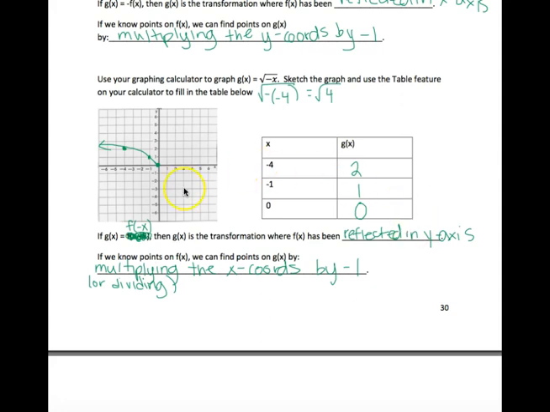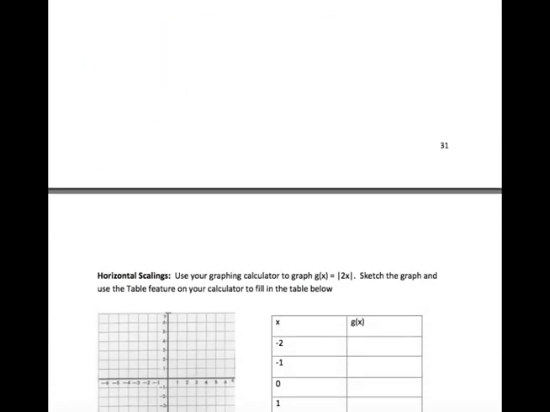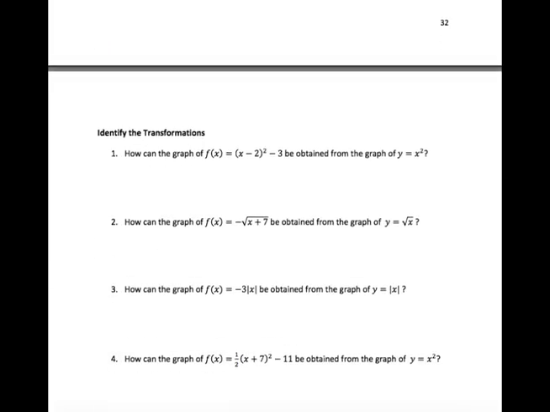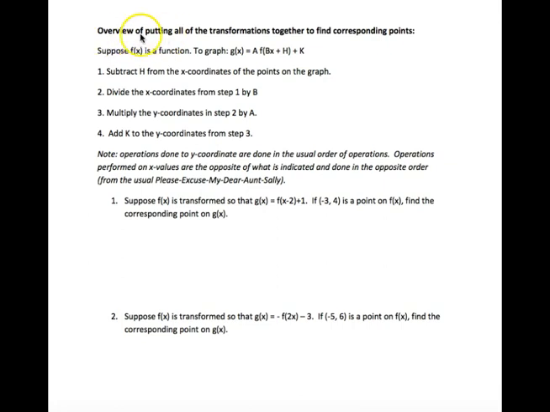So hopefully that makes sense, and that kind of gives you a start. The next thing I want to look at is the new notation that you're going to see. So if you skip over to the page near the back of your packet, I think it's the second to last page, it says overview of putting all the transformations together to find corresponding points.